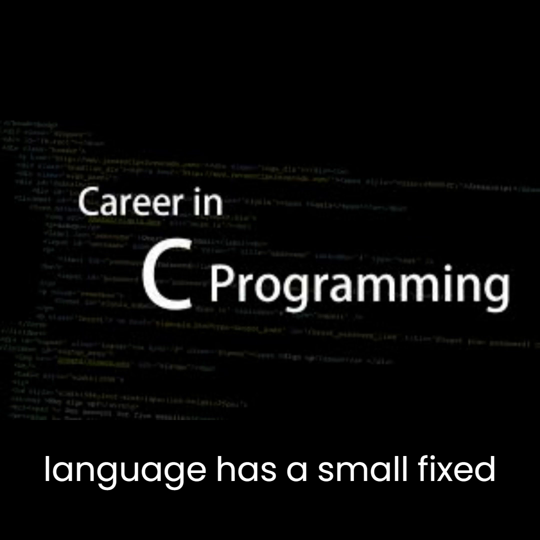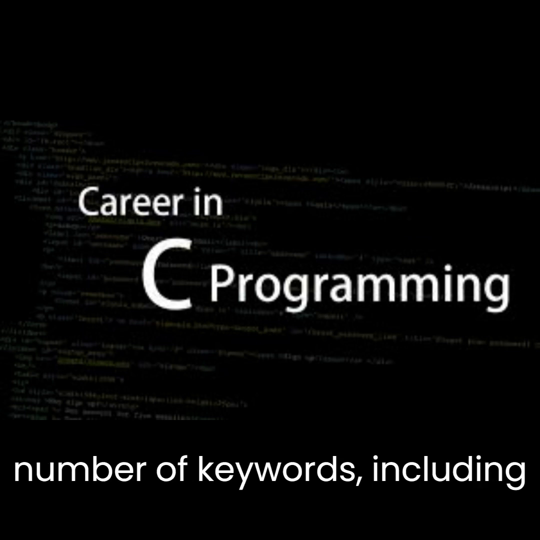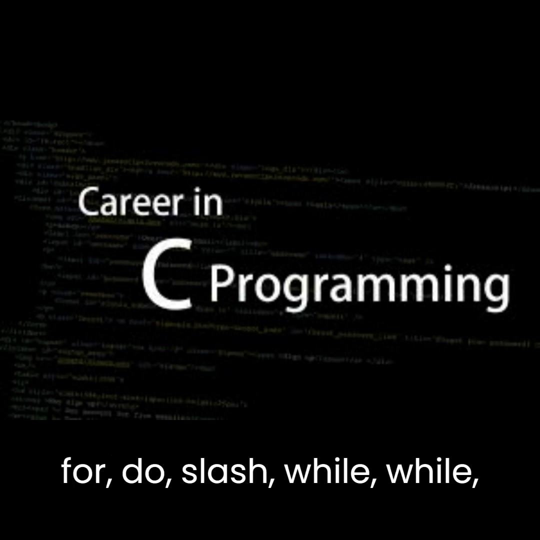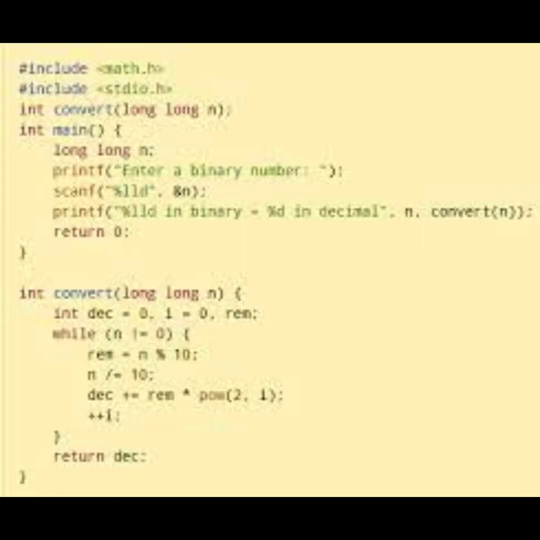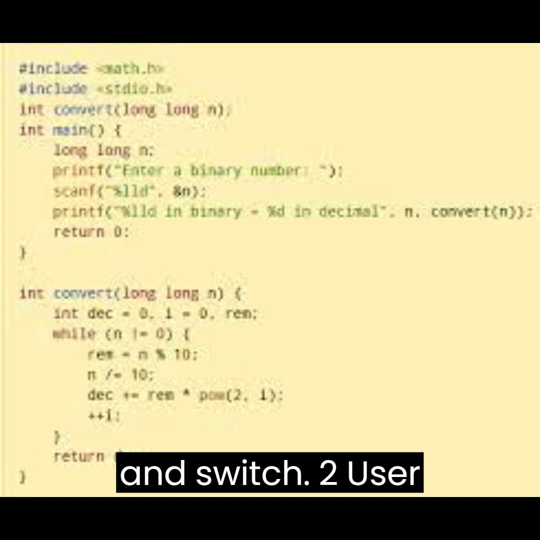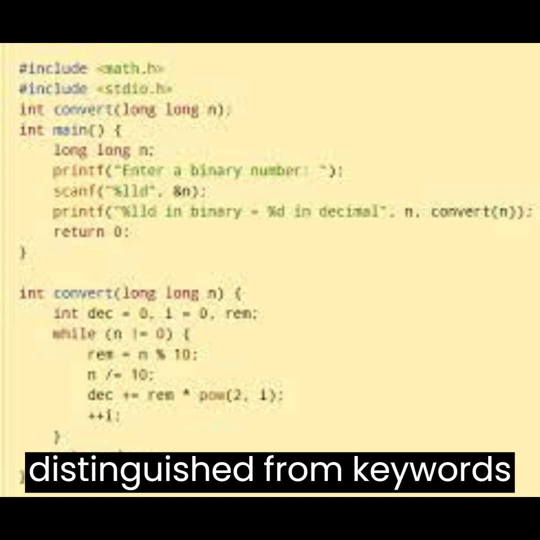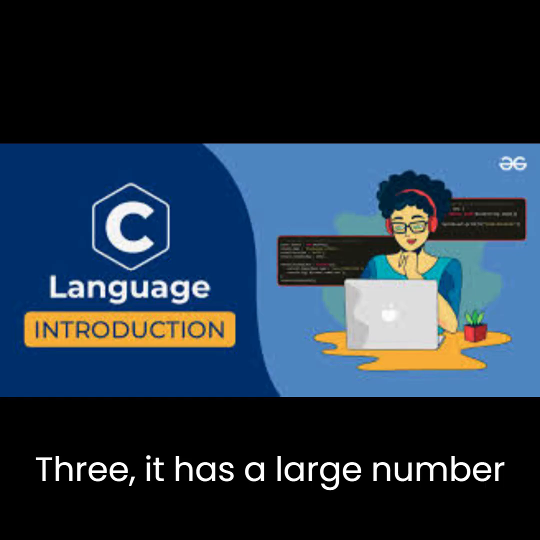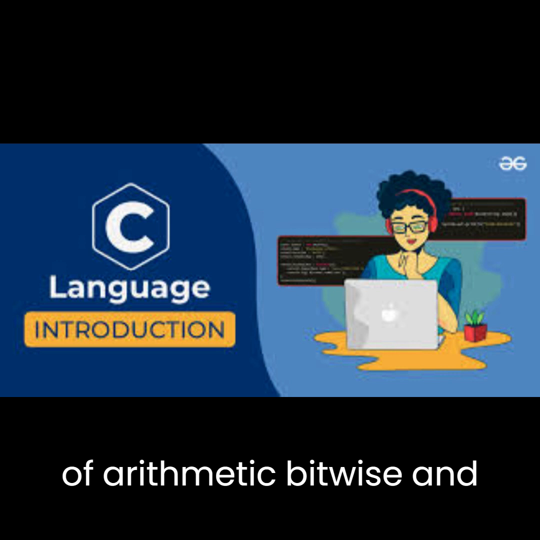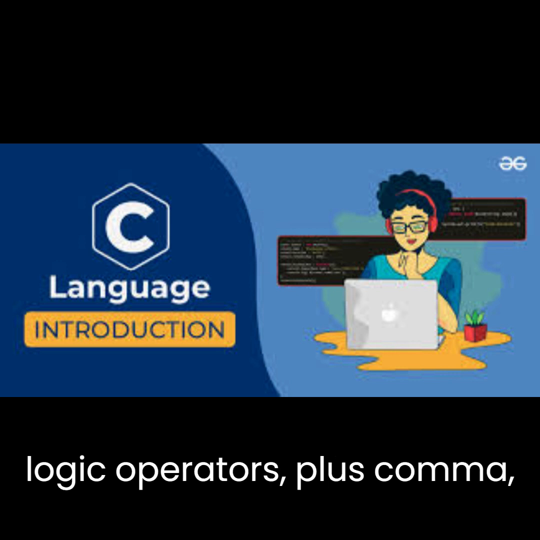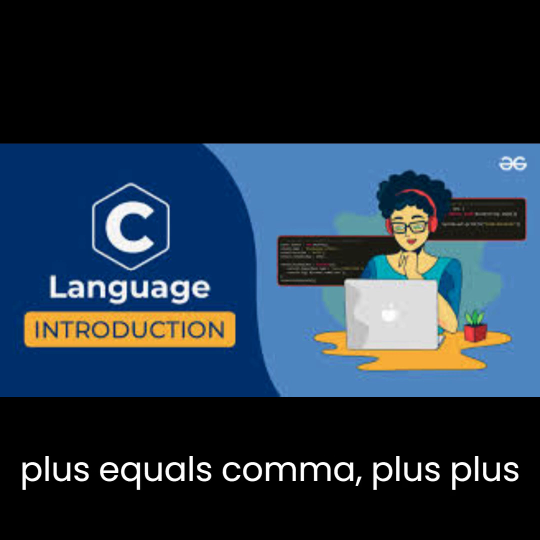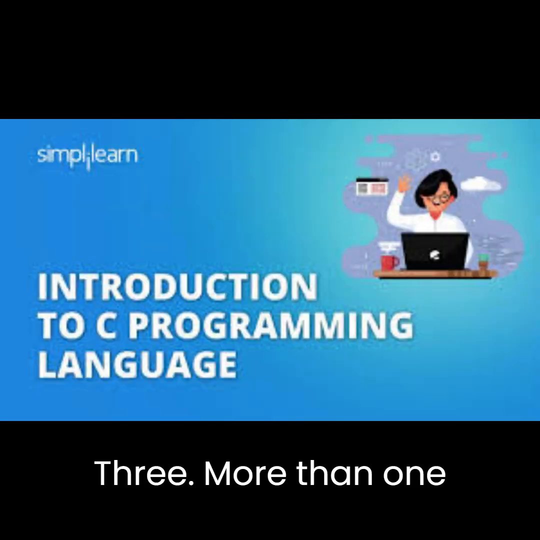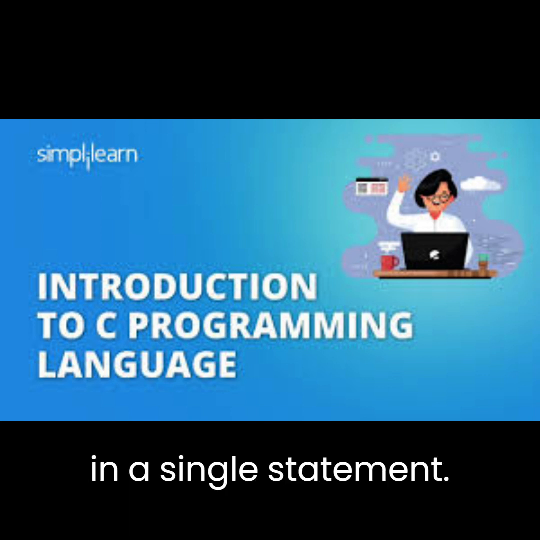1. The language has a small, fixed number of keywords, including a full set of control flow primitives: if/else, for, do/while, and switch. 2. User-defined names are not distinguished from keywords by any kind of sigil. 3. It has a large number of arithmetic, bitwise, and logic operators, plus =, +=, ++, and so on. 4. More than one assignment may be performed in a single statement.